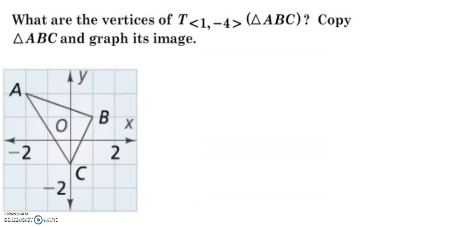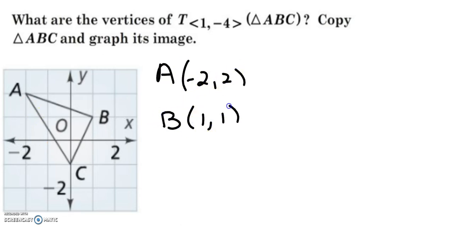Okay, what are the vertices of a translation of <1, -4> of triangle ABC? Copy ABC and graph its image. So another way of doing this is, instead of just plotting it, what if I were to just do this? So point A is at (-2, 2). Point B is at (1, 1). And C is at (0, -1).